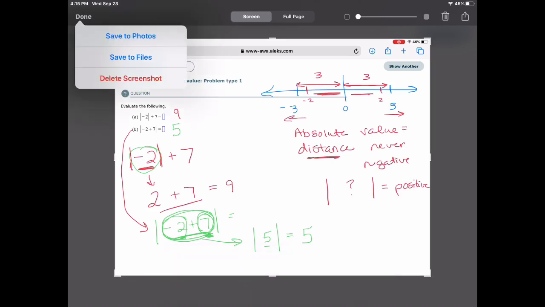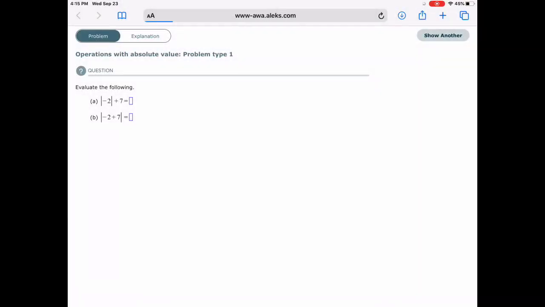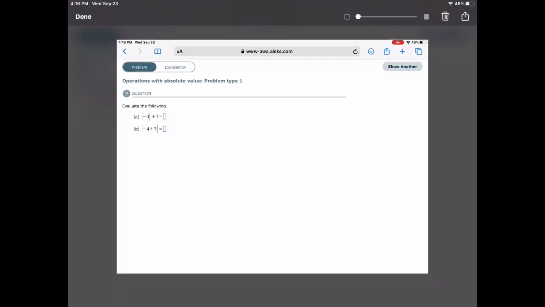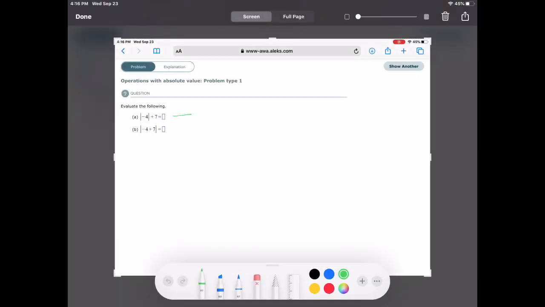Okay, let's see if we can get one more of those. All right, the absolute value of negative 4, plus 7, equals what? The absolute value of negative 4 is just 4. There's only one number in here, so I can just think about it. The absolute value of negative 4 is 4. You take off the negative, plus 7 equals what? Well, 4 plus 7 equals 11. So the answer to this one is 11.